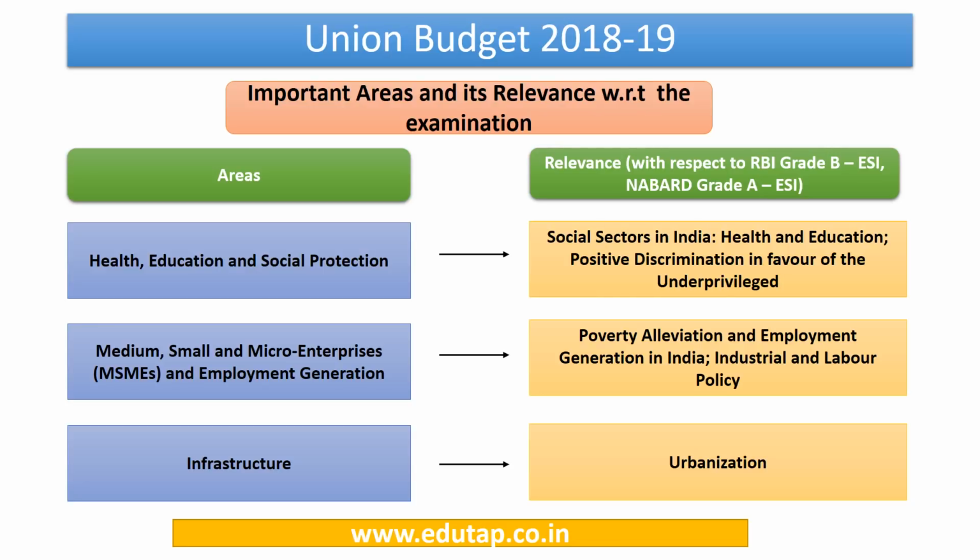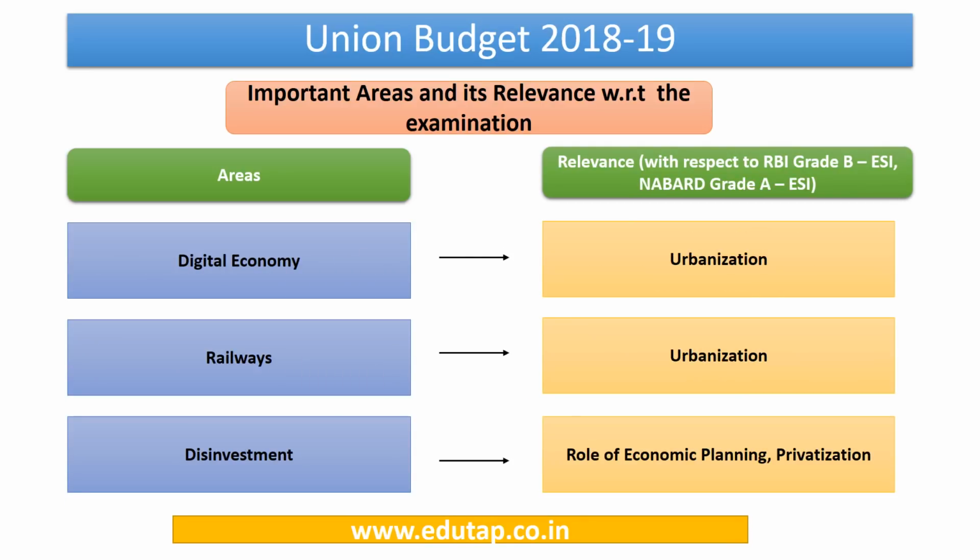The next is the infrastructure area. It has been mapped to the urbanization topic in the ESI paper. Next, we shall be having a look at the important announcements and allocations in the digital economy area that is mapped to the urbanization topic of the ESI paper. Next, moving on, we would have a look at the railways and that again is mapped to urbanization. Then we would have a look at the important announcements regarding disinvestment. It is mapped to the topic of role of economic planning and privatization.